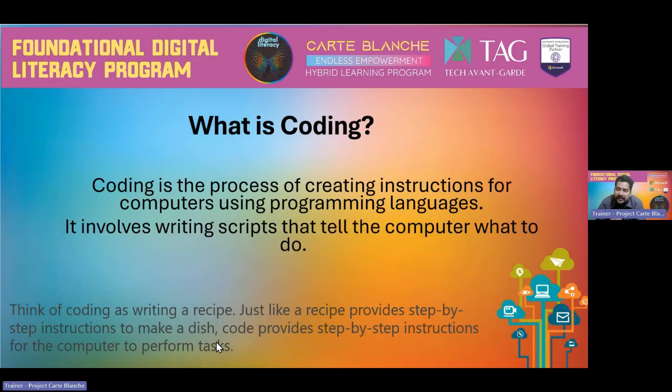It involves writing scripts that tell the computer what to do. Okay, and it is very important for us to know about all these concepts. I'll explain to you why.